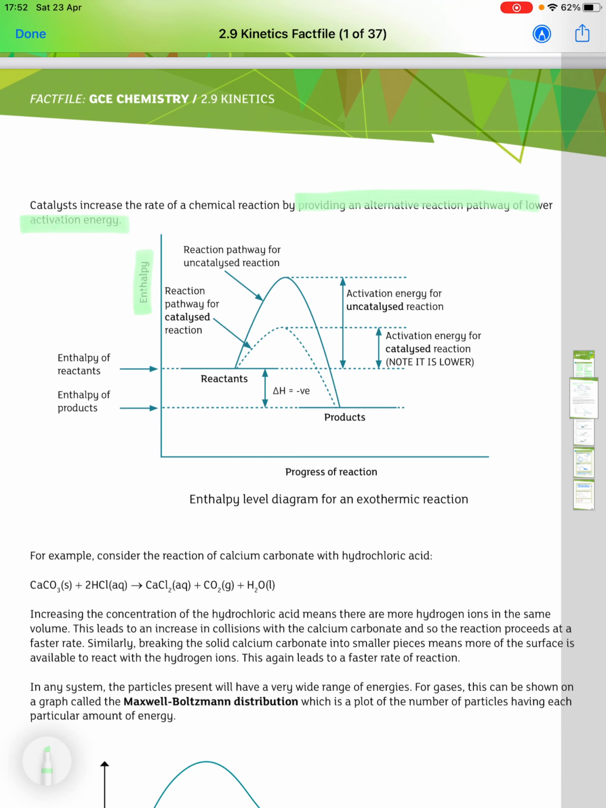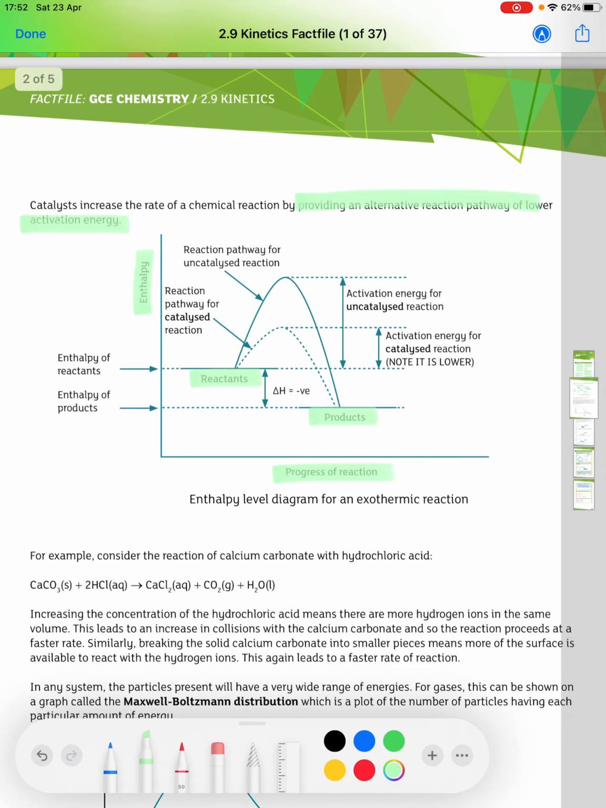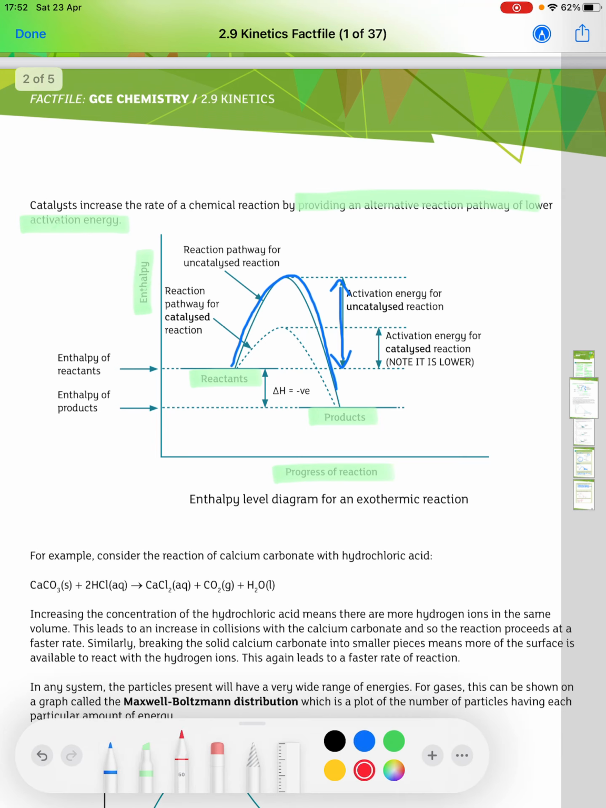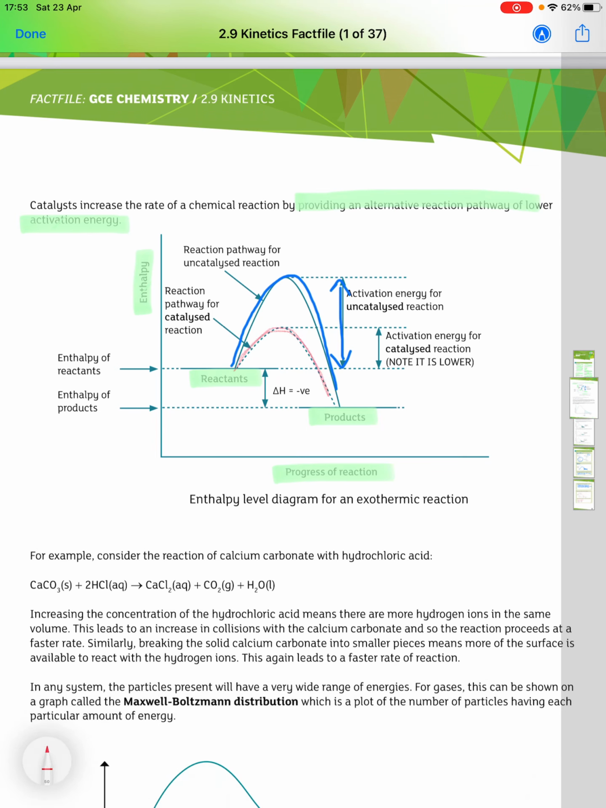So you see on this diagram we have enthalpy on the y-axis and progress of the reaction on the x-axis. The reactants are here and the products are here. For an uncatalyzed reaction, you see that the activation energy is here, and for a catalyzed reaction, you see that the activation energy is lower. The enthalpy change, the overall energy given out in the reaction, is still the same, but the catalyst simply provides an alternative energy pathway.